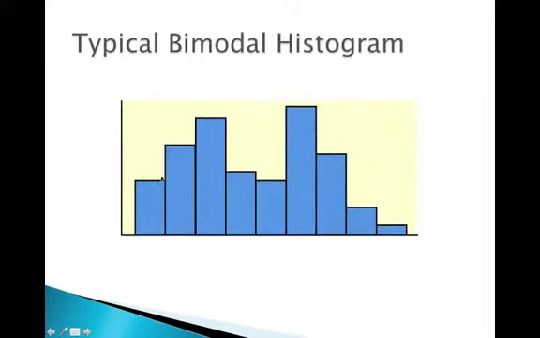A typical bimodal histogram, that bi means 2 and mode means where something happens most often. So it means 2 peaks, literally. So here we have a 2-peaked histogram, so that is a bimodal histogram.